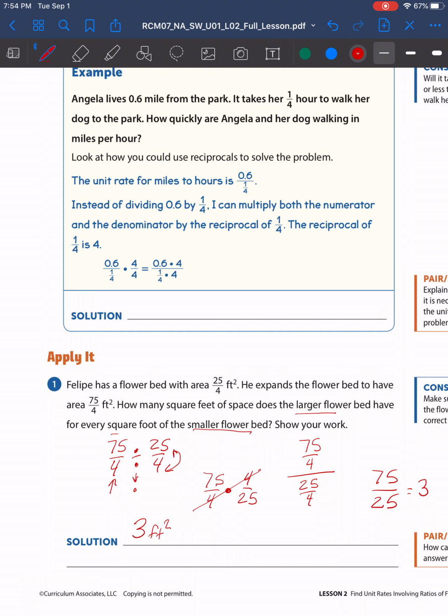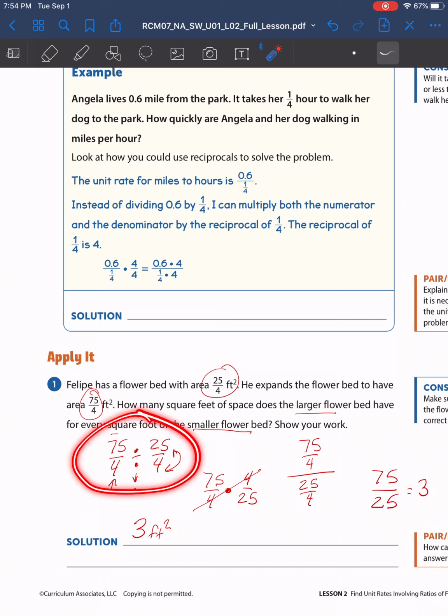Let's recap what we did. First, I took the big flower bed and I divided it by the small flower bed. When you divide fractions, you can rewrite them so that they are in horizontal form like this. When you divide fractions, you skip the first one, you flip the next one, and then you multiply, okay? And that's what we did right here.